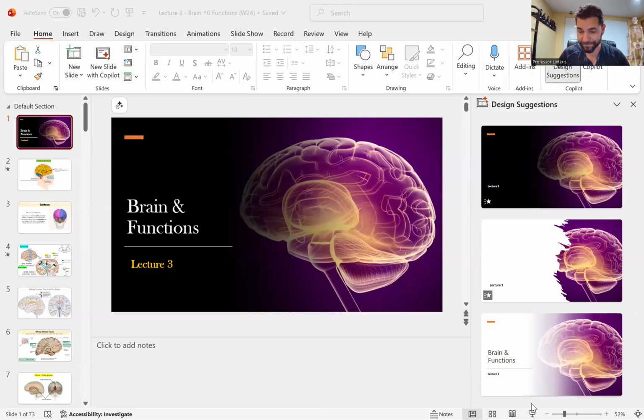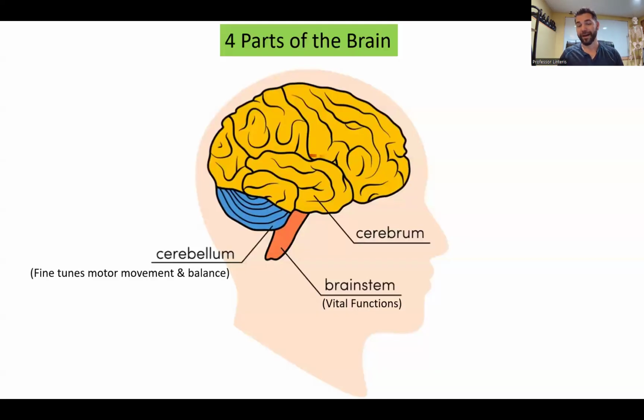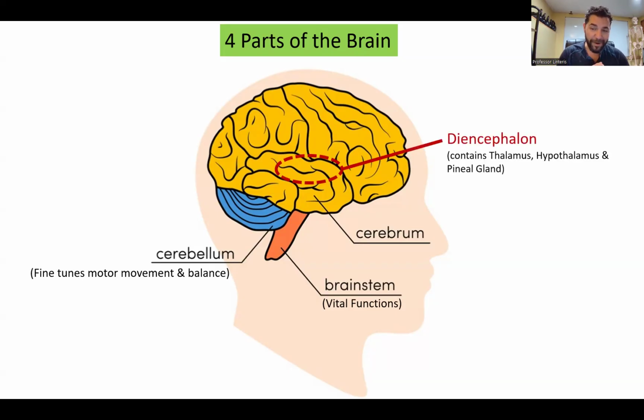Today we're going to be talking about the brain. I will probably break this into two lectures. We'll do the first half and we'll do the second half. Let's get into it. So, obviously, the brain is part of the central nervous system. We will discuss all the various regions of the brain. We will discuss the function of most of these regions of the brain.